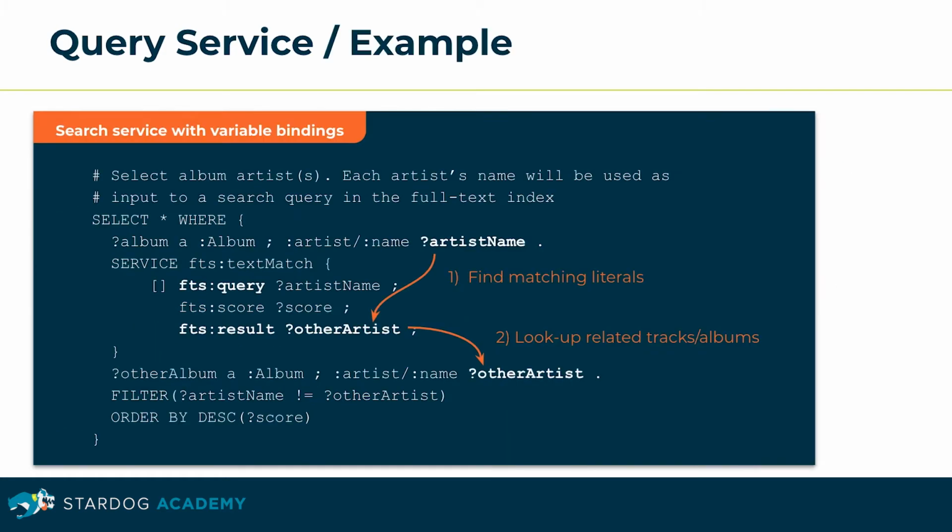Please note the IRI of the text match, predicate, and text match service differ in the namespaces. This sample SPARQL query demonstrates the use of the text match service, a dynamic query expression, and a graph matching based on its results. First, names of artists related to albums are selected. Each artist name will be used as an input to a search query in the full text index. The text search results are bound to the variable other artist and used to look up their albums in the database.